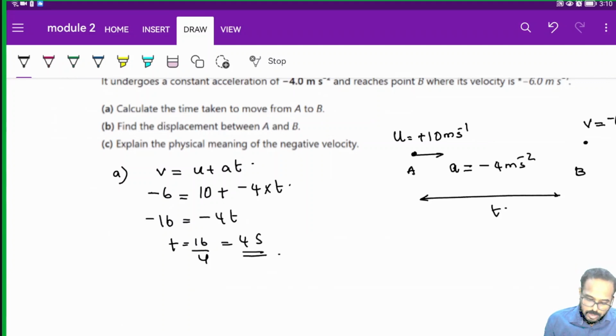Next question we can check. Part B. Find the displacement between A and B. So look at this one, between these two points, displacement you require.